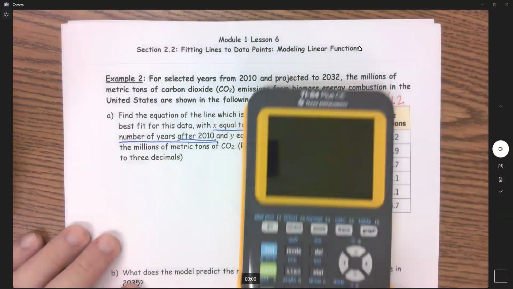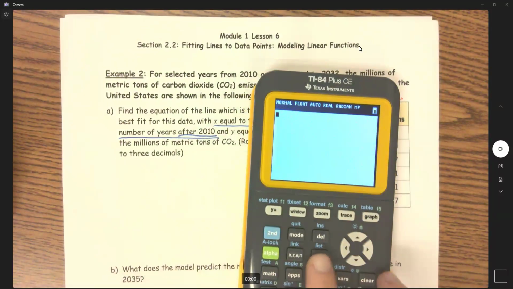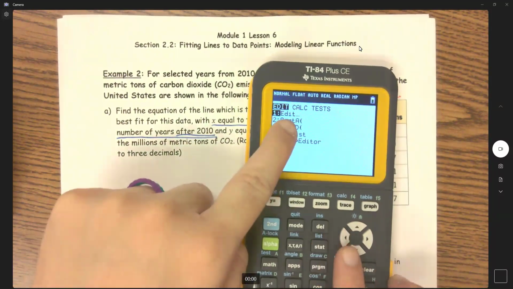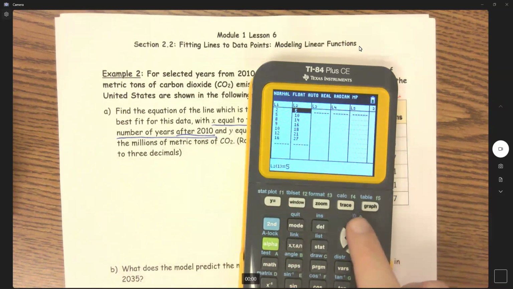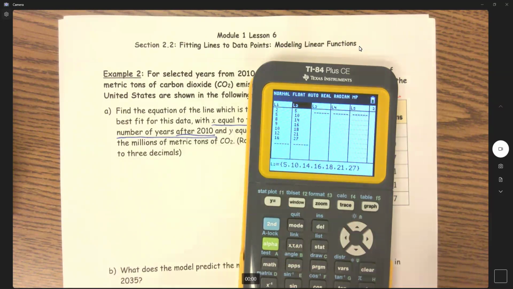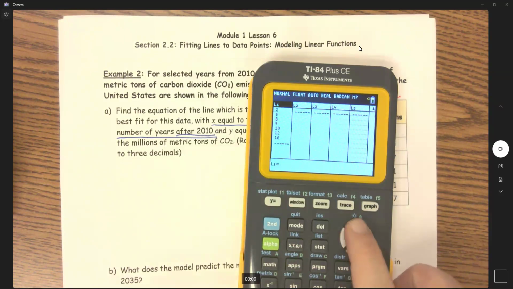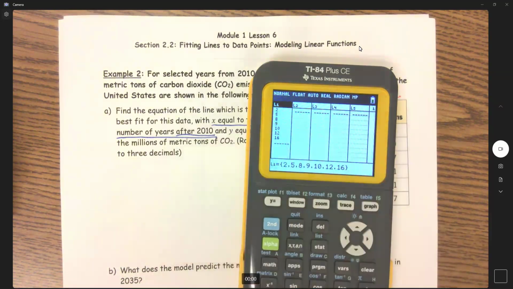So I'm going to go to Stat, and I'm already on Edit, so I'm going to hit Enter, and we have our L1 and L2 from last time. So I'm going to arrow up and highlight that list, and I'm going to hit Clear and then Enter, and it wipes everything out. Go over here, highlight L1, hit Clear and Enter, and then enter everything in. So pause the video. I'm going to pause the video myself. I'm going to enter everything in, and then once you have entered this in your calculator, hit play and we'll continue.